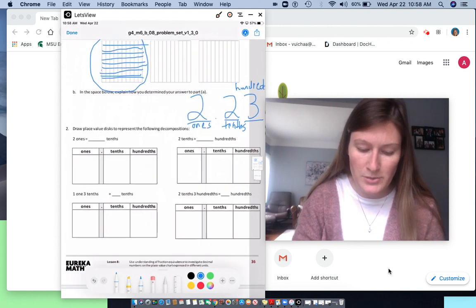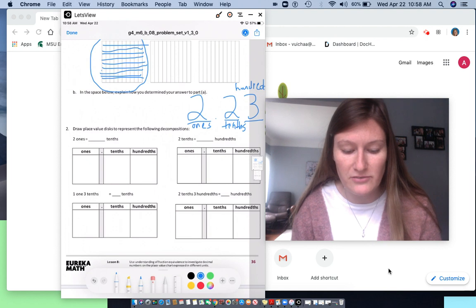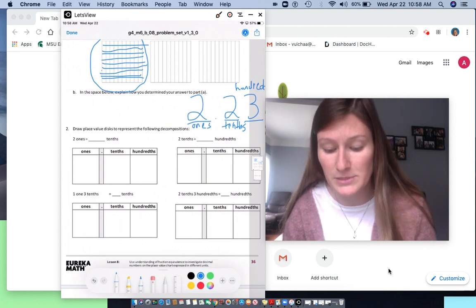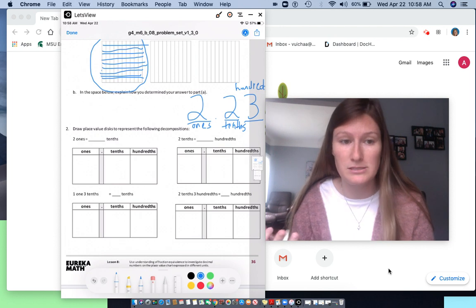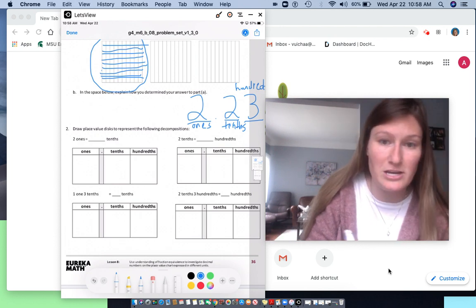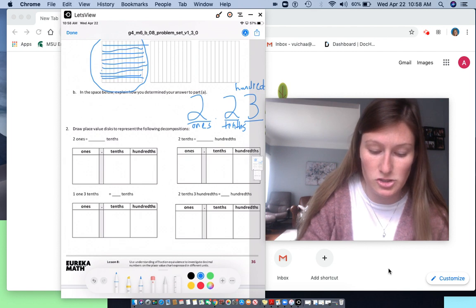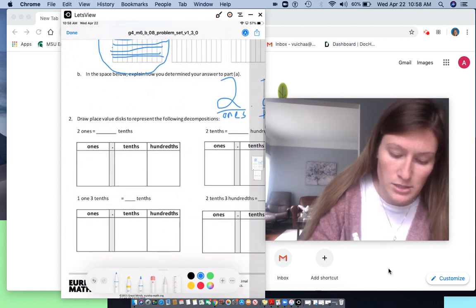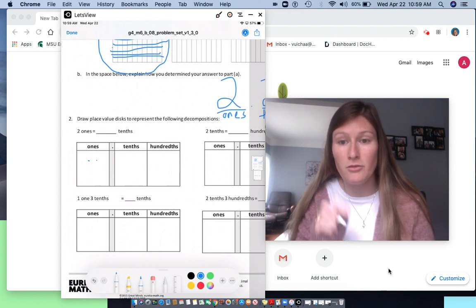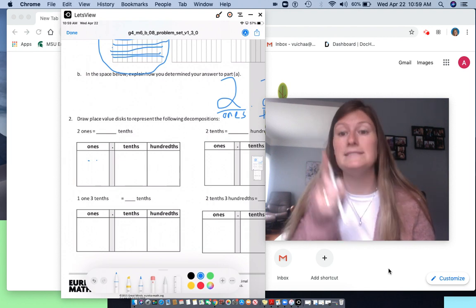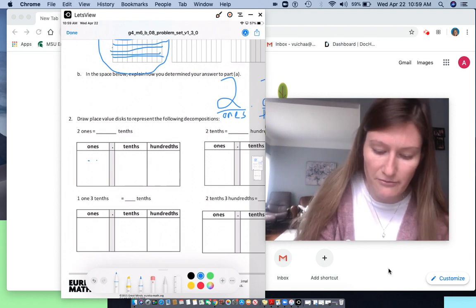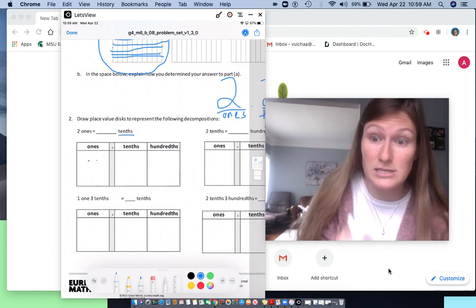We need to know that for today's lesson. Number 2, draw a place value disc to represent the following decompositions. So we're going to break things apart today. So 2 ones. I want you to make 2 dots, and please make your place value chart, the one that looks just like this. Those 2 ones, each one is 10 tenths. We're trying to find out how many tenths is 2 ones.